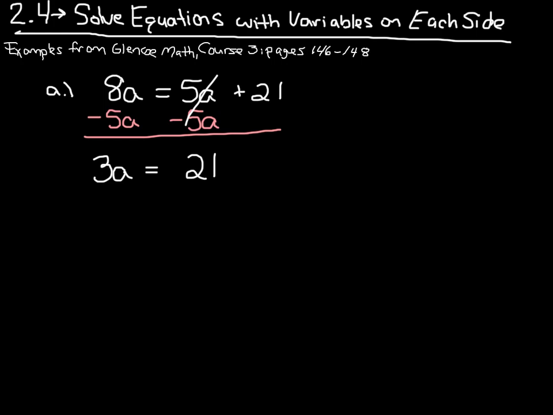Now we have a one-step equation. We want to get the a alone. So if we divide by 3 on both sides of our equation, 3 divided by 3 is 1, and that cancels, and a is going to equal 7.